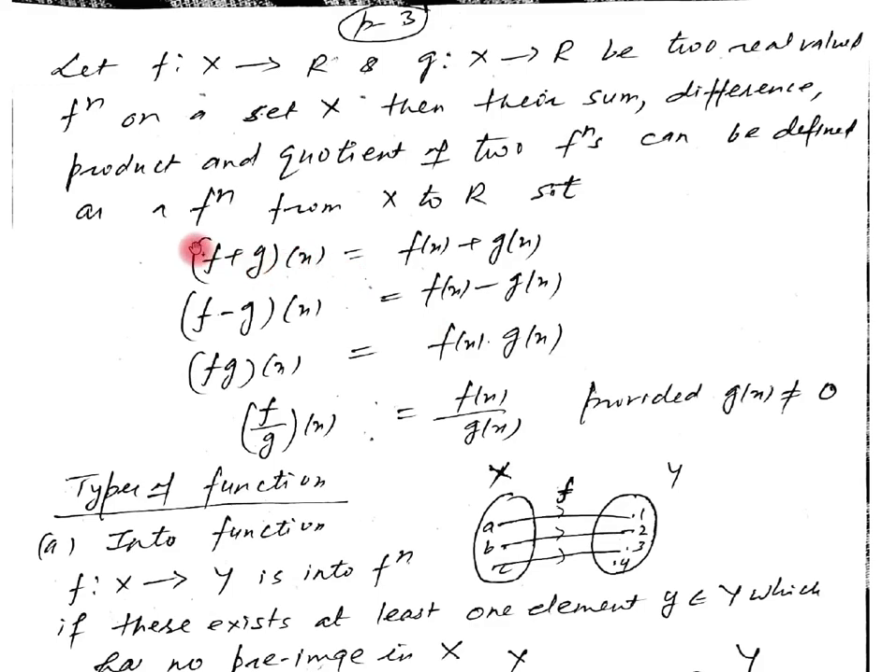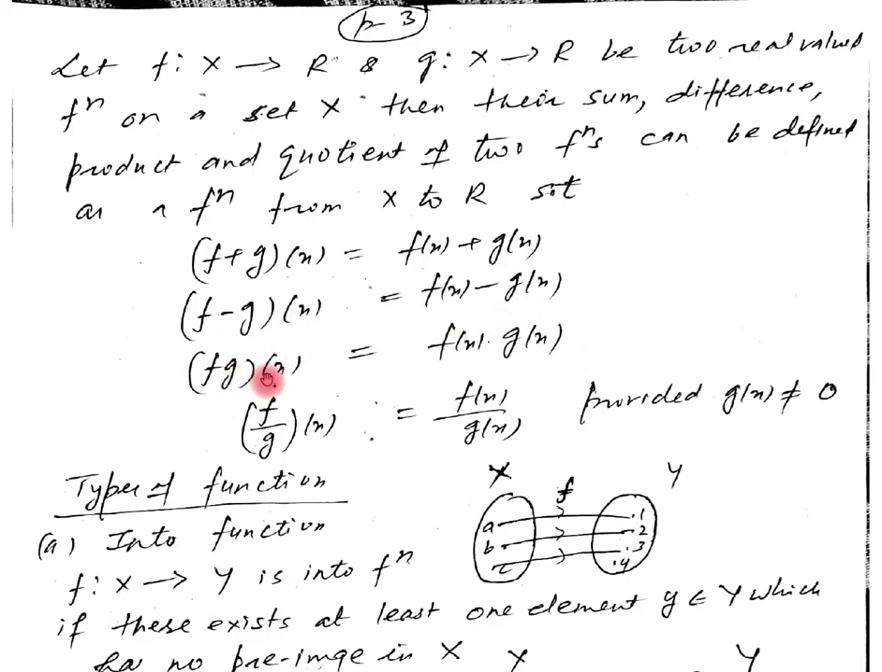Now here are some other points. Let f be a function from X to R, where R is the set of real numbers, and g be a function from X to R. Be two real valued functions on a set X. Then their sum, difference, product and quotient can be defined as functions from X to R such that the sum of two functions can be written as (f + g)(x) = f(x) + g(x). Similarly, (f - g)(x) can be written as f(x) - g(x).